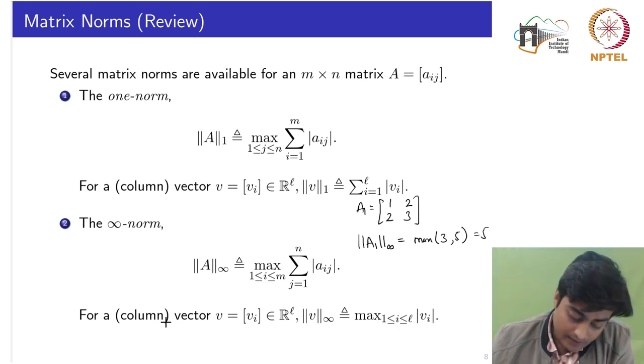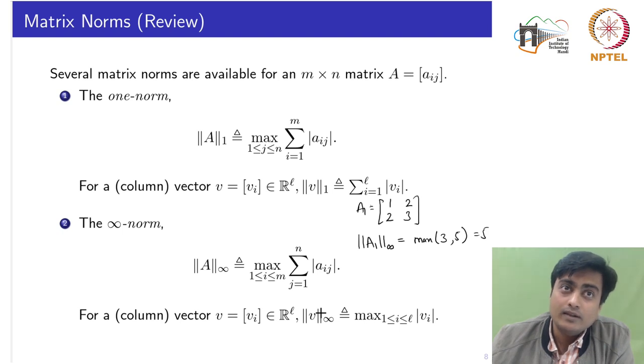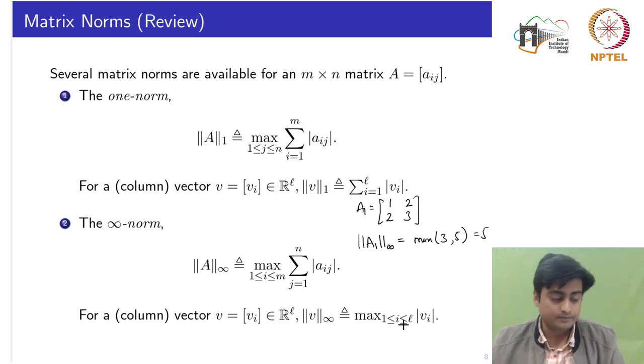Okay. Now if we have a column vector, then the infinity norm of that column vector is basically the maximum element of that vector, because here we don't have a second column to sum up the elements.